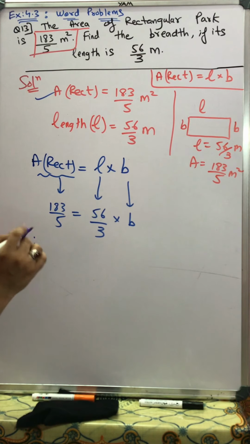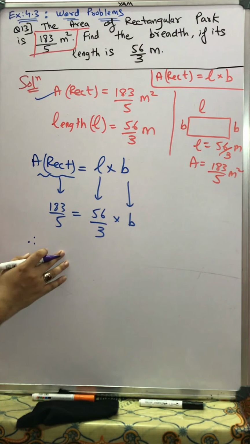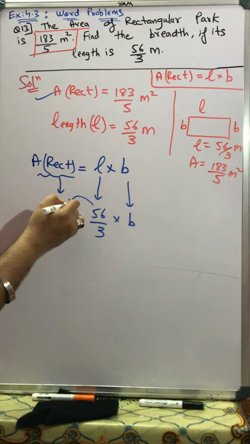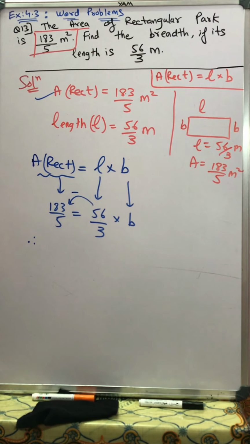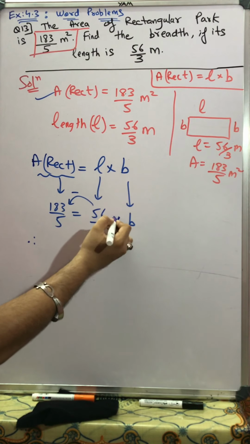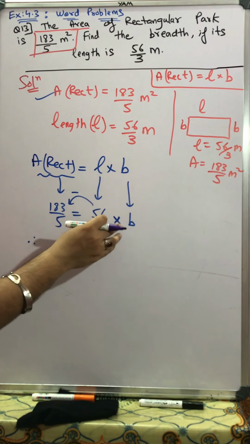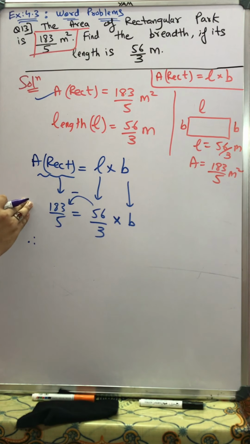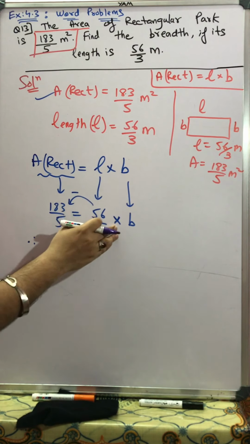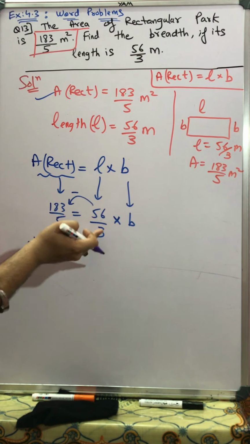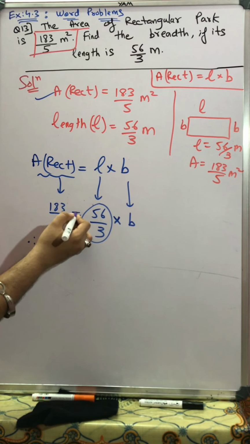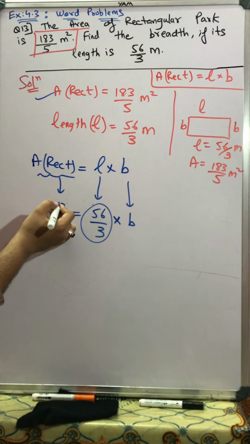Now students, please pay attention. I can say the majority of you will go wrong over here. What will you all do? You will say that 56 upon 3 will come to the left hand side, so it will be subtracted. No. Here we have multiplication. If at all we had plus or minus here, then this 56 upon 3 would come here and it would be subtracted. But here I have multiplication. So this 56 upon 3 will not come here and be subtracted. This 56 upon 3 will go in the denominator of this 183 upon 5.